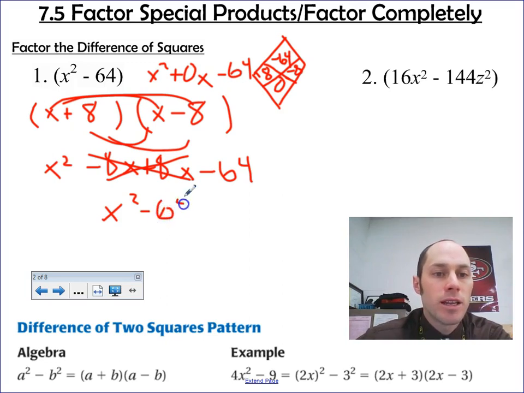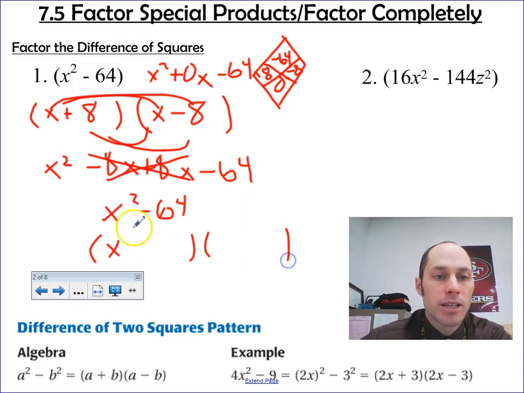So that's where we can find that special pattern, and if you realize that, you can break it down right away and know that the only way to multiply to get x squared is x times x. If I'm canceling out the middle term, these have to be opposites. The square root of 64 is 8, so it's positive 8 and negative 8. And that's where that pattern comes into play that you see at the bottom of your notes there.